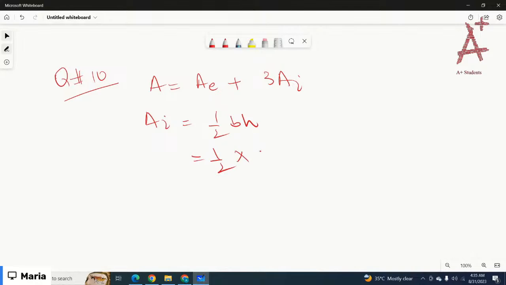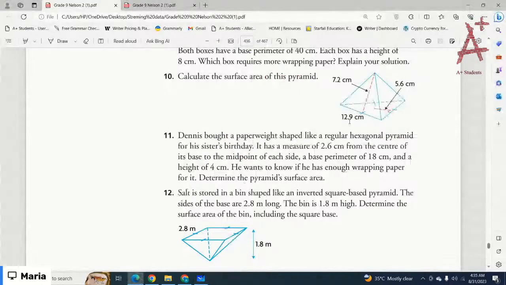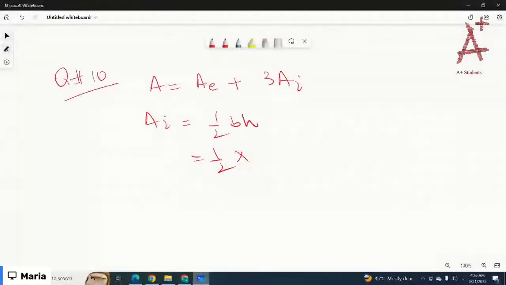So let's just see. Base is 12.9 and height is 7.2. That would be 46.44 centimeters square, right?